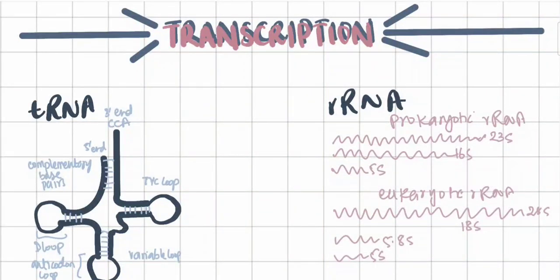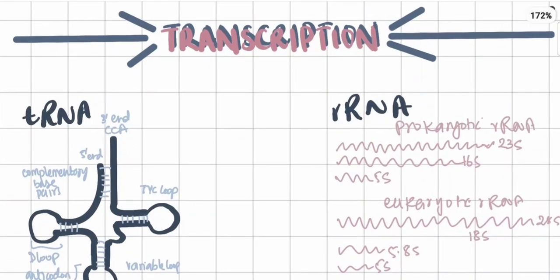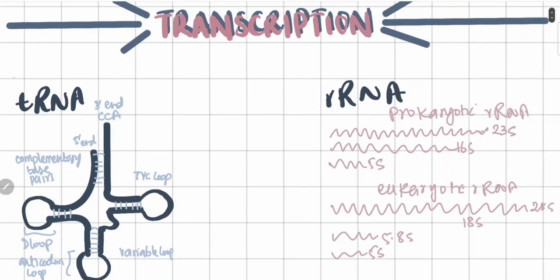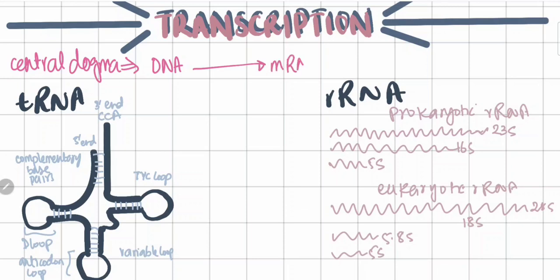So now we talk about transcription. As we have already said before, the central dogma was basically the flow of information from DNA to mRNA to proteins, right? The procedure through which they pass from DNA to mRNA is called transcription. And from mRNA to protein, it's called translation.